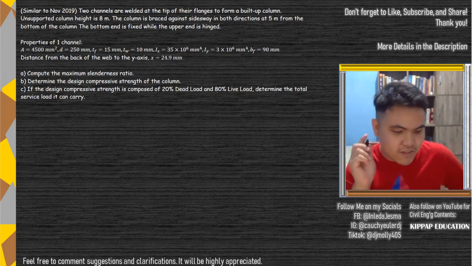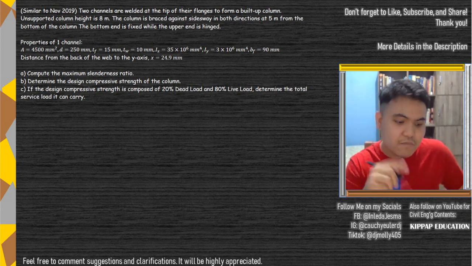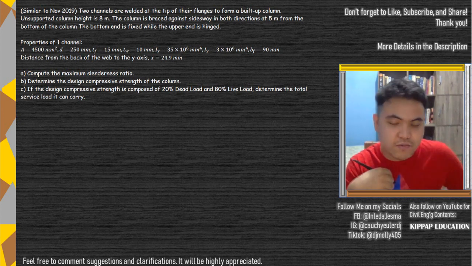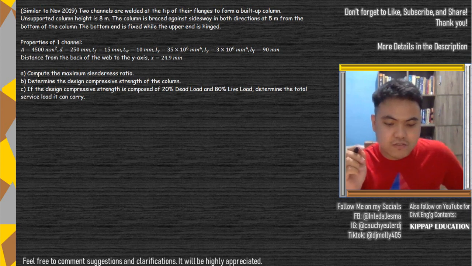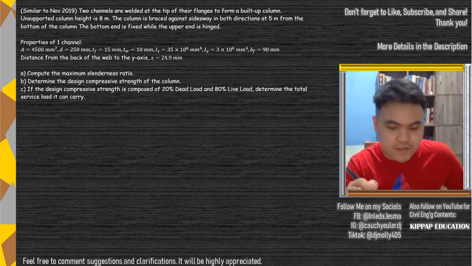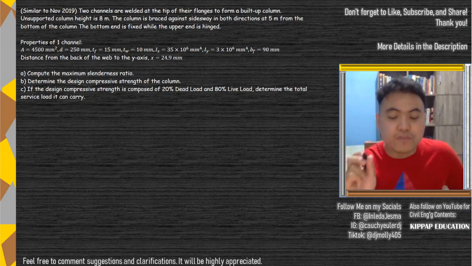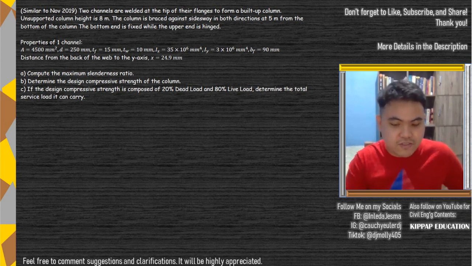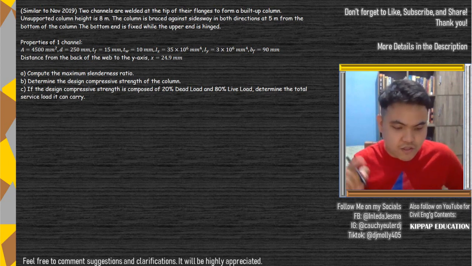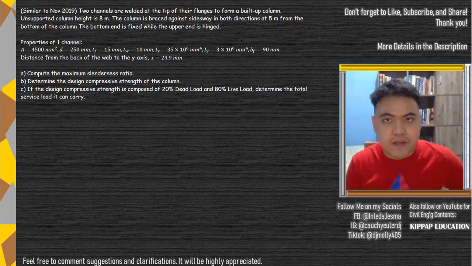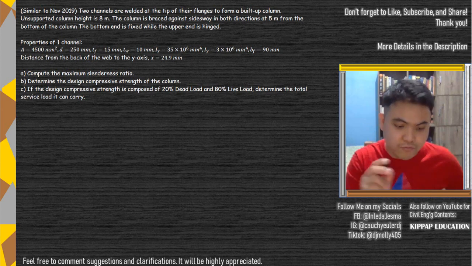So, isosolve natin to ngayon. And it's a problem similar to November 2019 board exam. So, two channels are welded at the tip of their flanges to form a built-up column. The unsupported column height is 8 meters. And the column is braced against side sway in both directions. Okay, tandaan, both directions to. At 5 meters from the bottom of the column. The bottom end is fixed while the upper end is hinged. So, fixed yung baba, hinged sa taas.